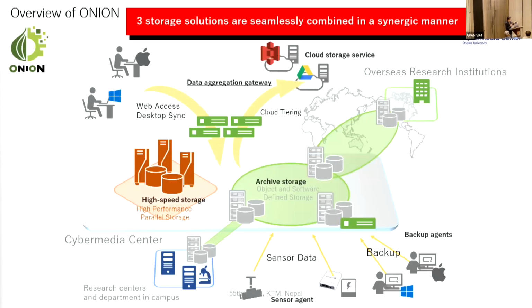So this is the overview of Onion. The next slide is the parallel file system. This type of parallel file system is deployed in usual supercomputer systems today. Next to the parallel file system, we set up object storage for data preservation. And we also set up an interface that allows scientists to move the data easily.